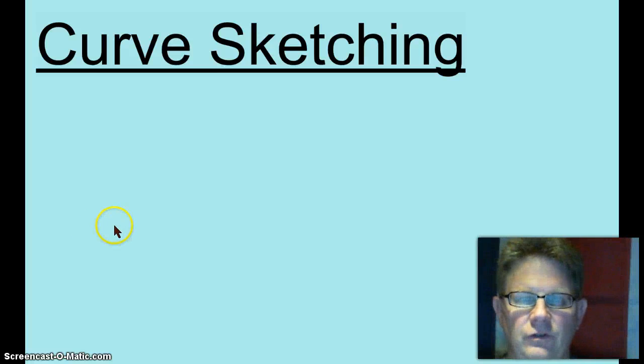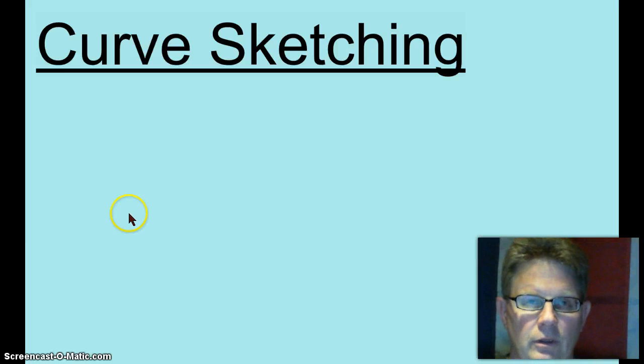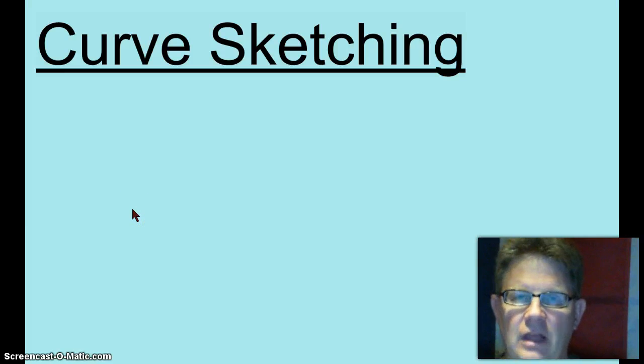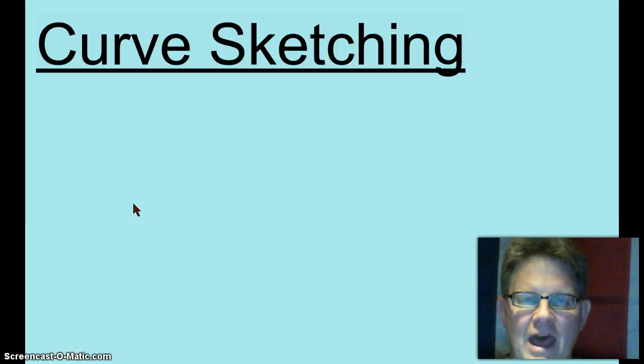Welcome to Applications of Derivatives, Lesson 6, where we talk about curve sketching. We will use the first derivative to find relative extrema. We'll use the second derivative to find points of inflection. We'll find the zeros to see where the graph of the function crosses the x-axis.